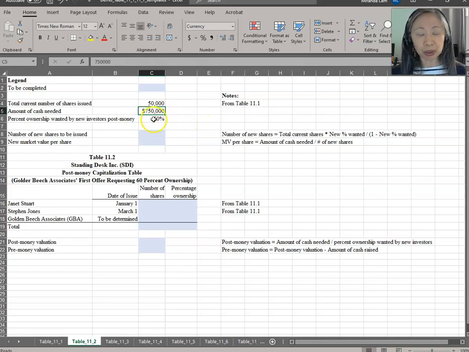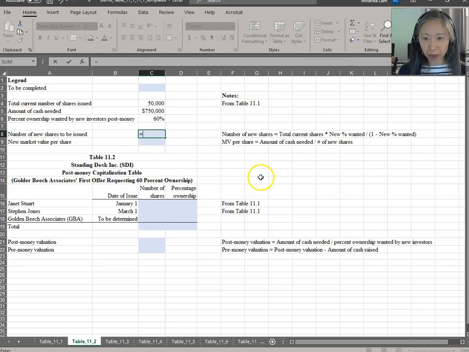So the first offer they receive is 60%. Let's figure out, if that's the case, what will the cap table look like? The number of new shares to be issued is based on this formula. We take the total current shares, that's 50,000, times the new percentage that GBA wanted. Right now that is 60%, divided by 1 minus 60%.